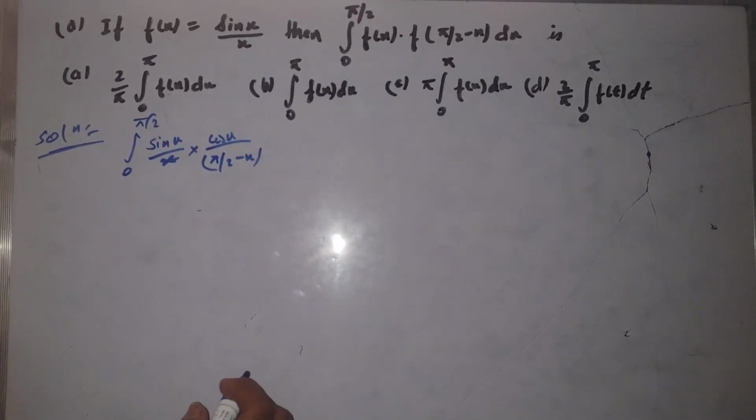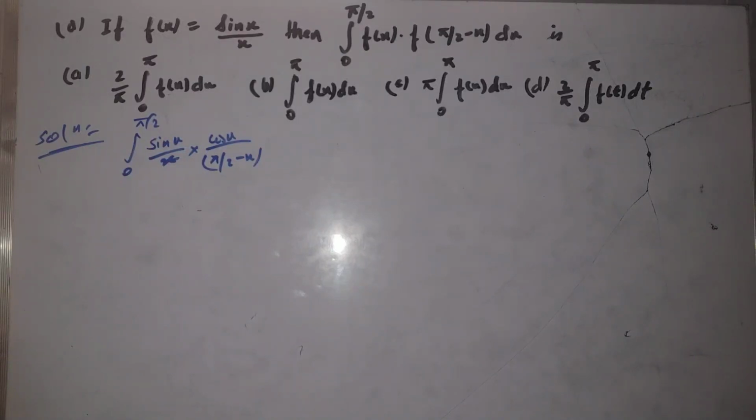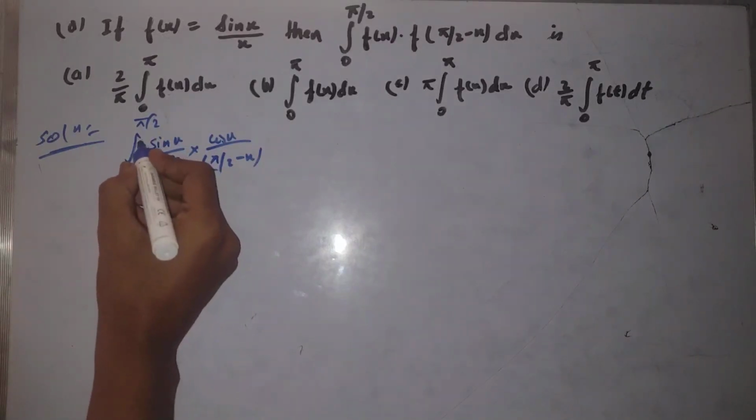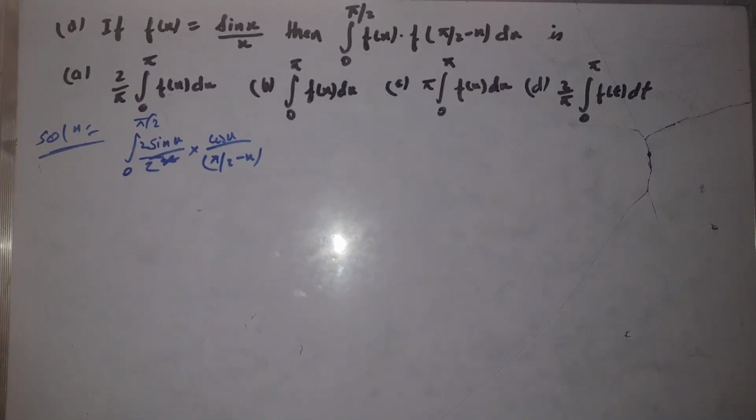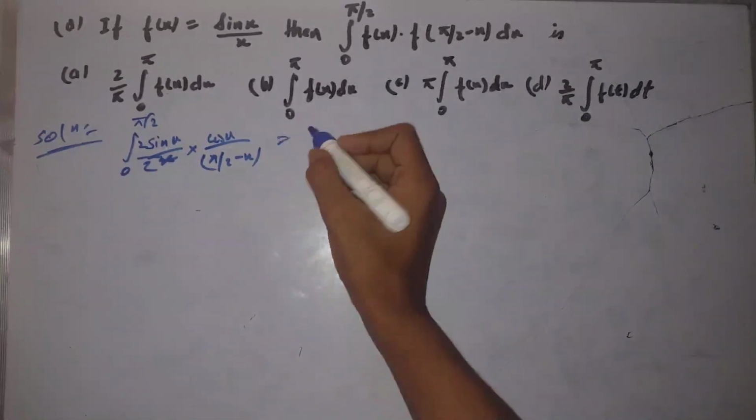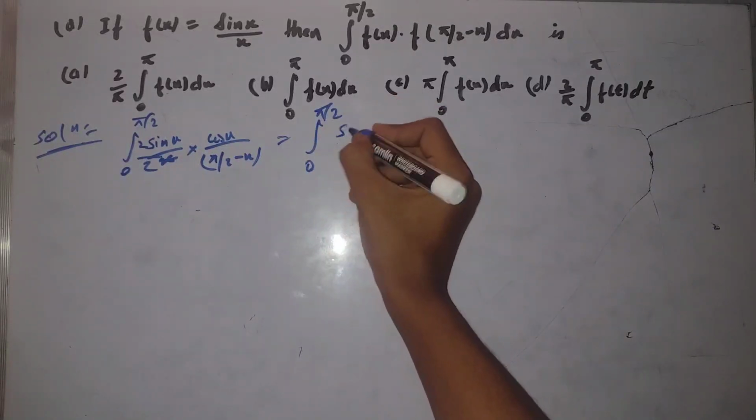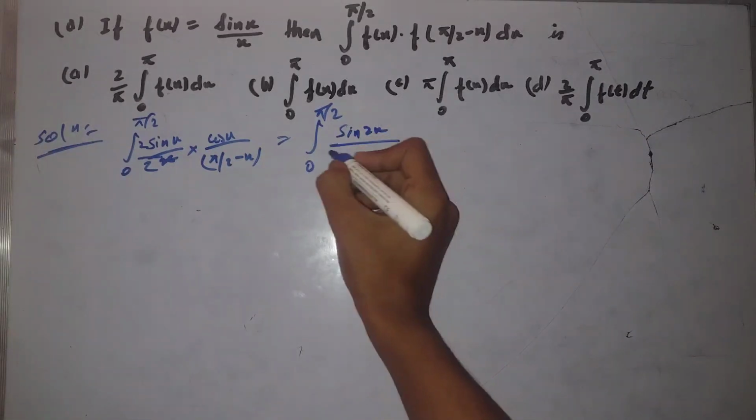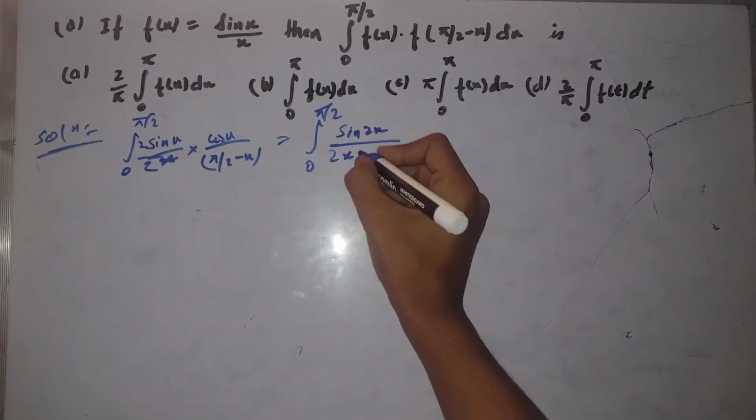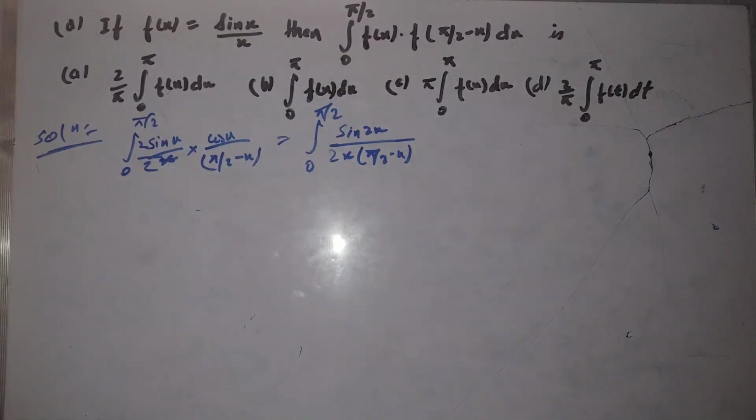Now we can see that in the numerator we are getting sin x and cos x, so we will multiply by 2 and also divide by 2. So in the numerator, from 0 to pi by 2, we have sin 2x, and in the denominator we have 2 into x into pi by 2 minus x.